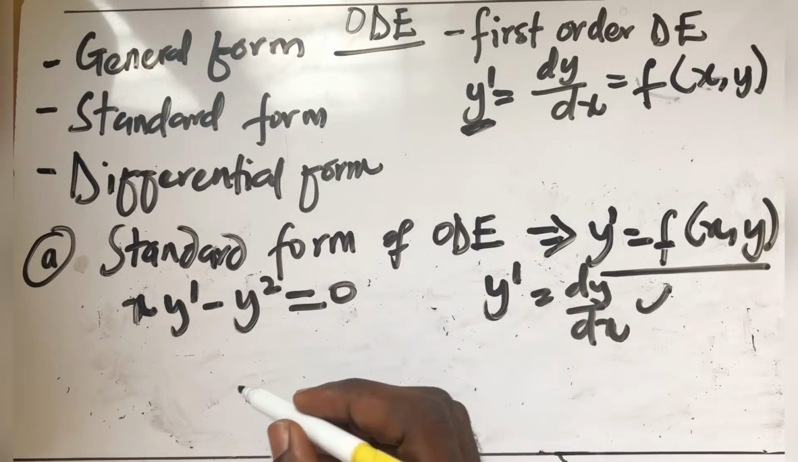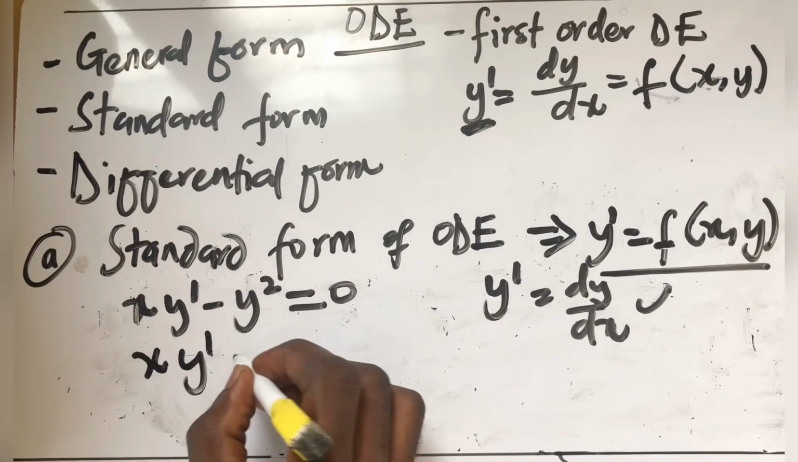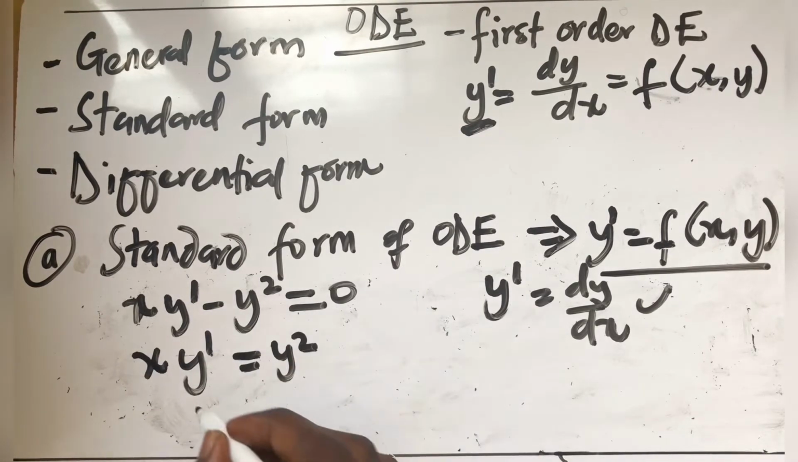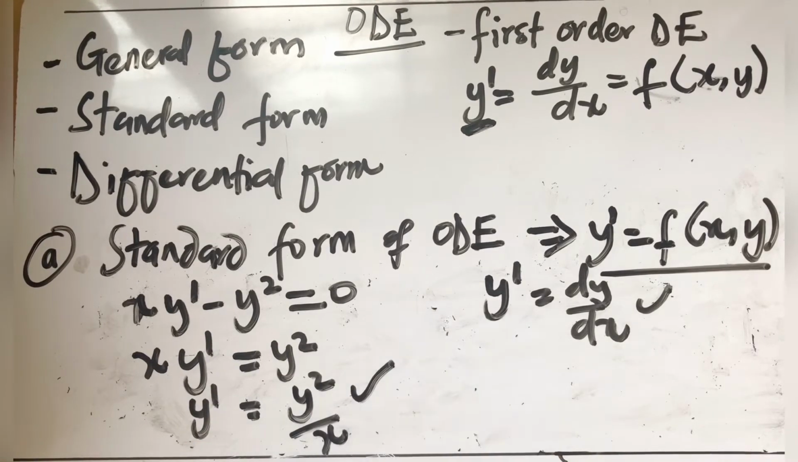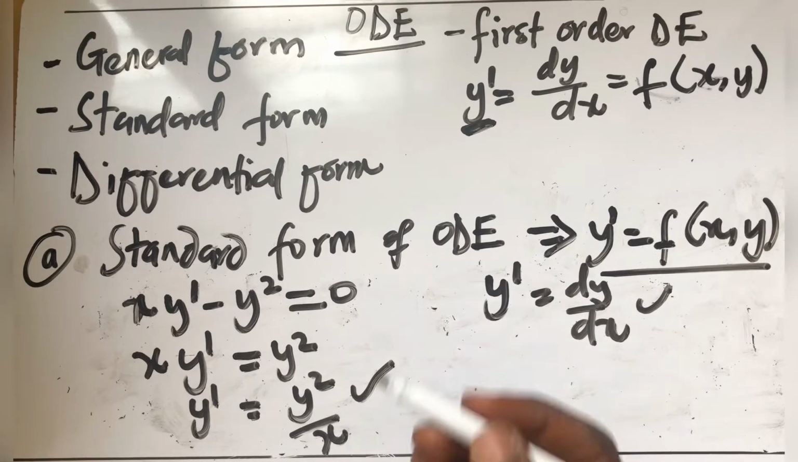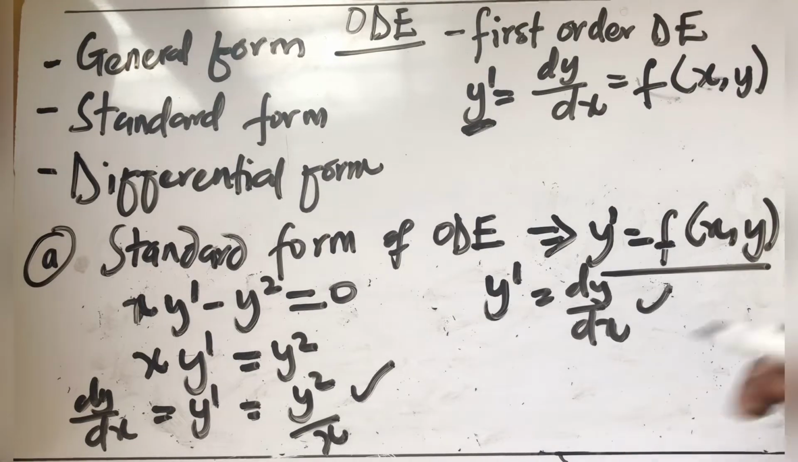So all we need to do is just make the first derivative the subject. So we have xy prime equals y squared, okay? Then we have y prime equals y squared on x, okay? So this is the standard form of an ordinary differential equation. And we know that y prime is the same as dy dx, okay? So this is what we mean by the standard form of an ordinary differential equation. It is all about making the first derivative the subject.